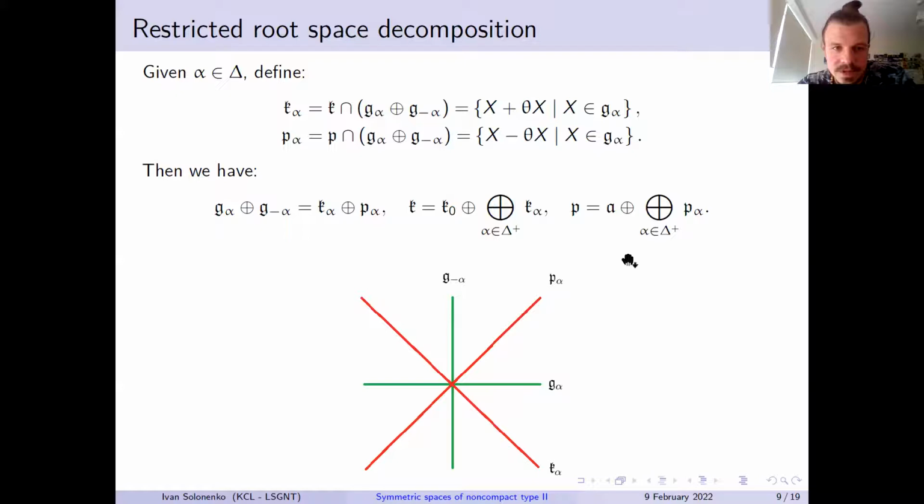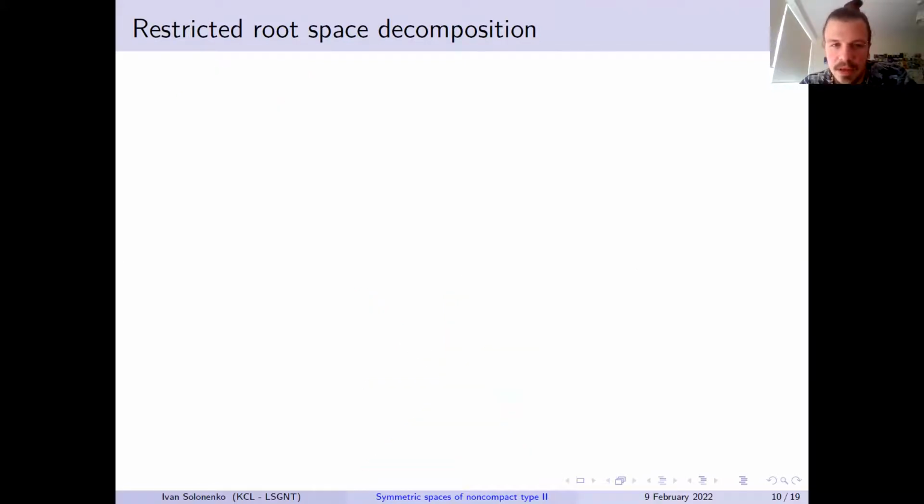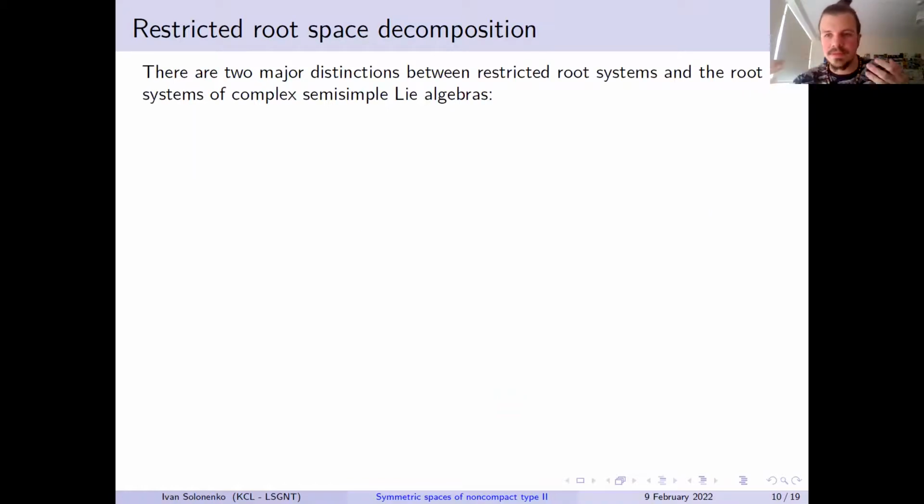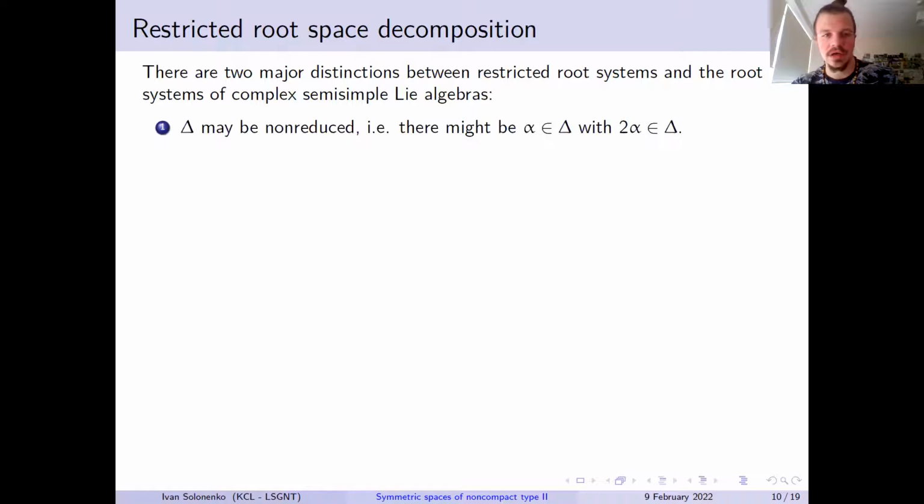Okay, so that's how they relate to each other, the restricted root space decomposition and the Cartan decomposition. And now here's the main issue. There are two major distinctions between restricted root systems on one hand and the root systems of complex semisimple algebras on the other hand. First of all, our root system may be non-reduced, which means that if you have alpha a root, 2 alpha might also be a root. This doesn't happen in the complex semisimple case.